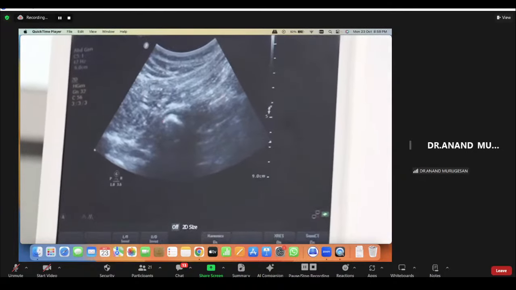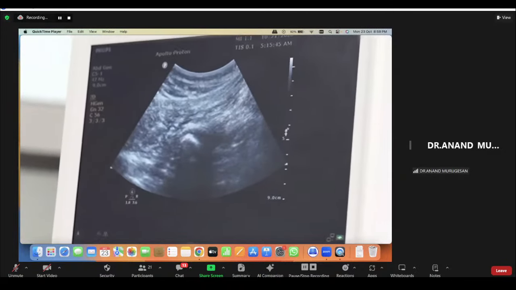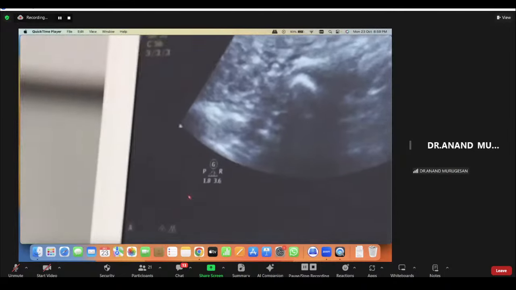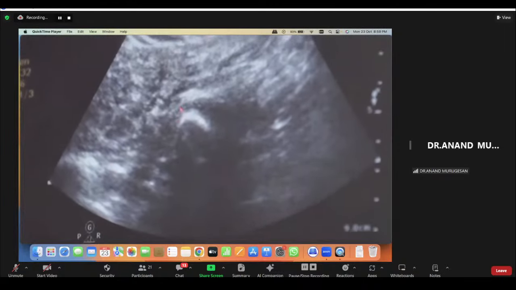So you can see again a pulsation here. If you see here, there is a pulsation here. You can view it. Can you zoom in on that red dot? The pointer, can you zoom? So now you can see the pulsation there.